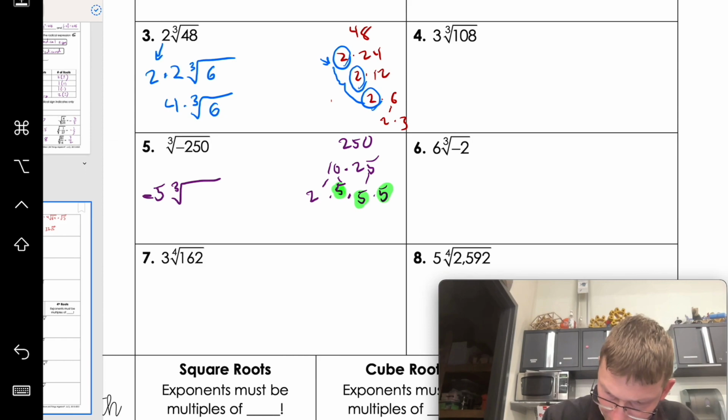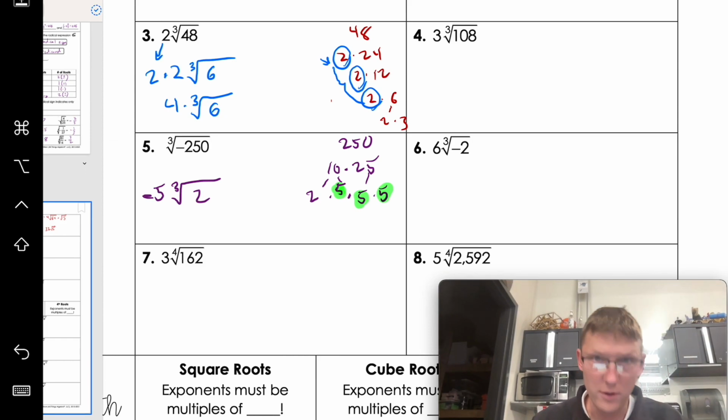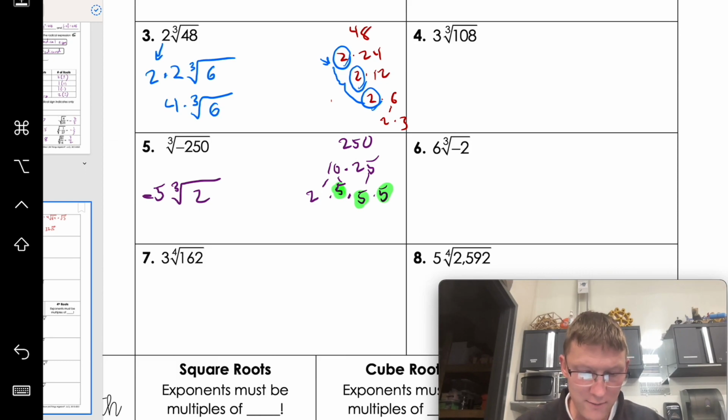And we got 2 left over. So our final answer is -5 times the cubed root of 2.